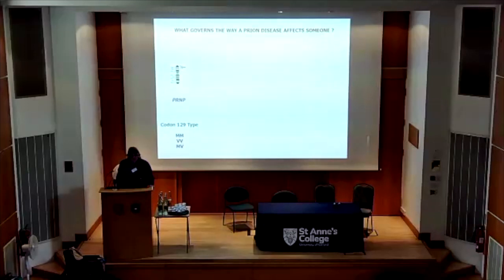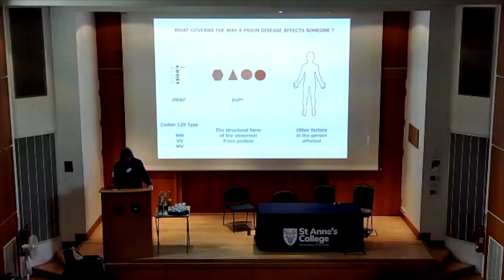So the codon 129 type is one way in which the prion disease in a person is modified. The structural form of the abnormal prion protein, and as I said earlier on, there were different forms of this abnormal protein, affects the way the disease affects somebody. And there are other factors in the person affected, some of which we understand a bit about and some of which we don't know. So there are whole reasons why people may have one disease, but it may look a bit different in one person rather than another.